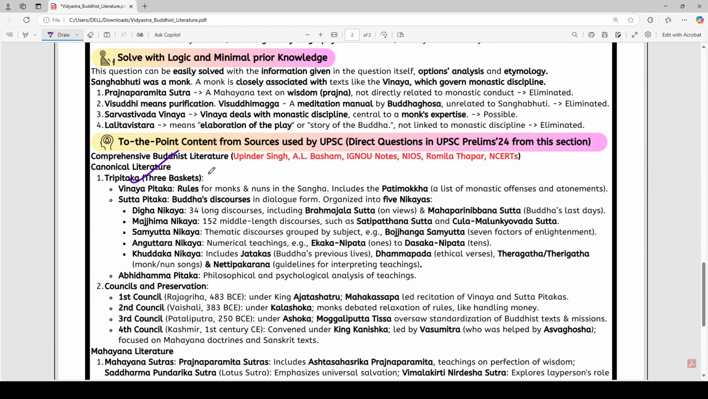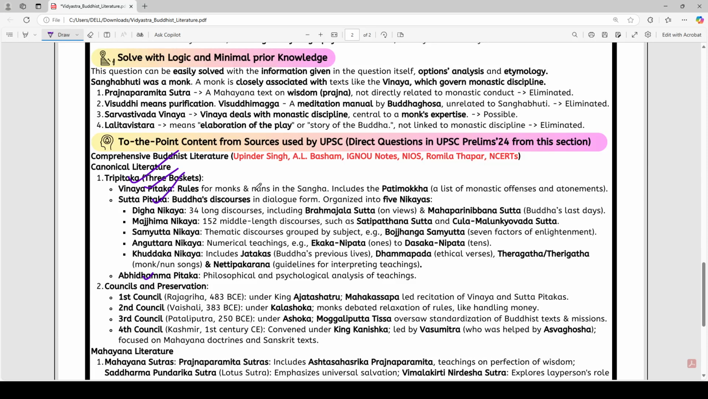Tripitaka means the three baskets, Pitaka. The three Pitakas are Vinaya Pitaka, Sutta Pitaka, and the Abhidhamma Pitaka. Vinaya means discipline, Sutta means teaching, and Abhidhamma means philosophical. Okay, so three different Pitakas, three different names, and now we will see what is included in them.